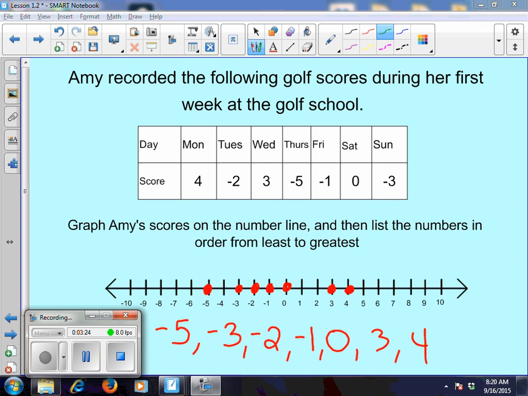If we want to talk about Amy's data, we can say that on Monday, she scored a 4, which happens to be her greatest score of the week. On Thursday, she scored a -5, which is the least score for the week. And I don't know, but I think in golf, you don't want the greatest score. You actually want the lowest score. Sounds confusing, but that's golf for you.